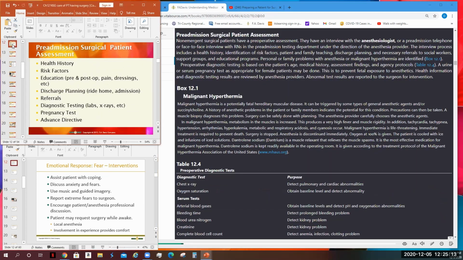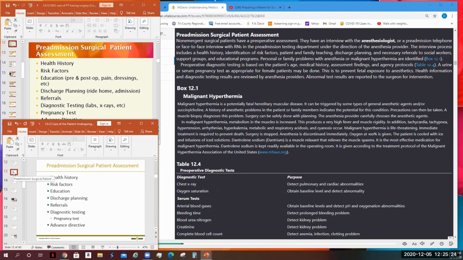Pre-admission surgical patient assessment. Non-emergent surgical patients have a pre-operative assessment. They have an interview with the anesthesiologist or a pre-admission telephone or face-to-face interview with RNs in the pre-admission testing department under the direction of the anesthesia provider. The interview process includes a health history, identification of risk factors, patient and family teaching, discharge planning, and necessary referrals to social workers, support groups, and educational programs.